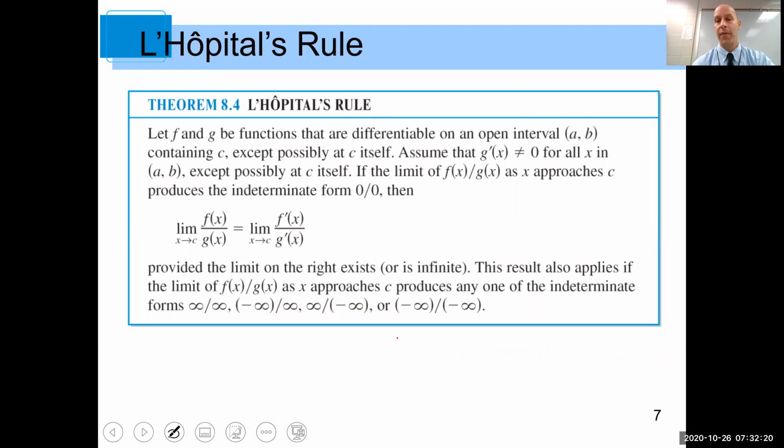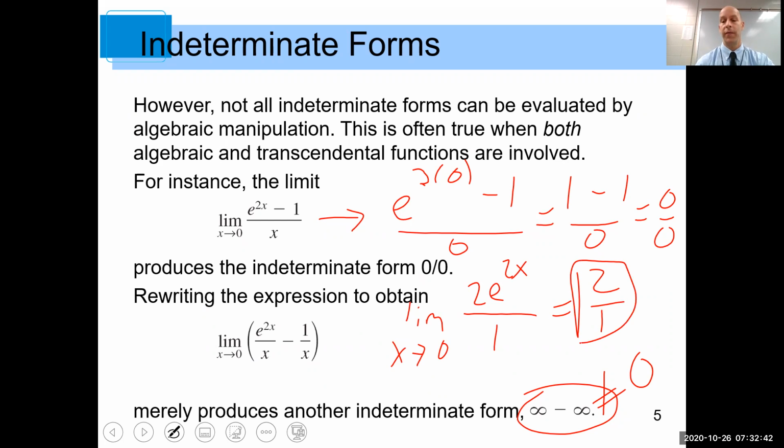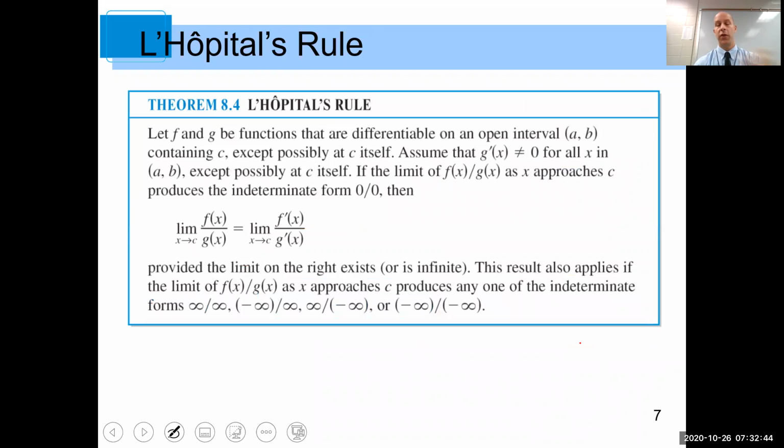Well, the answer to do a problem like this is, of course, L'Hopital's rule. So if we go back to this example here, and if we do the derivative of the numerator, you'll get 2e to the 2x. The derivative of the denominator is 1, and we evaluate the limit as x goes to 0. Now we get 2 over 1, which of course is 2. And that's by L'Hopital's rule, which is here on this slide.